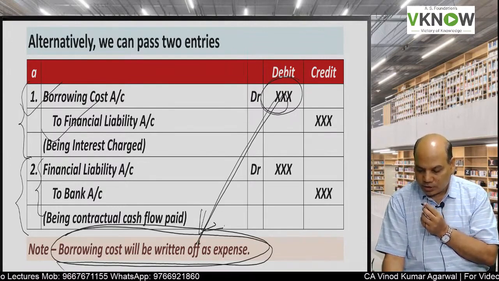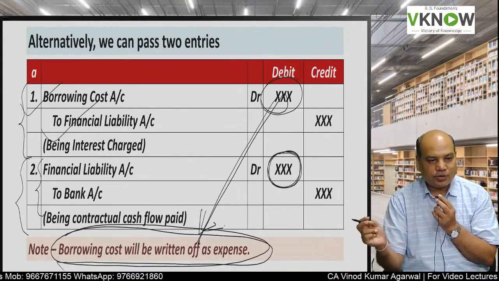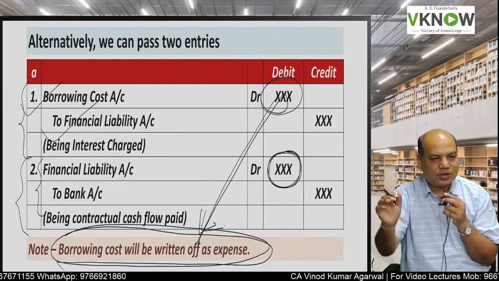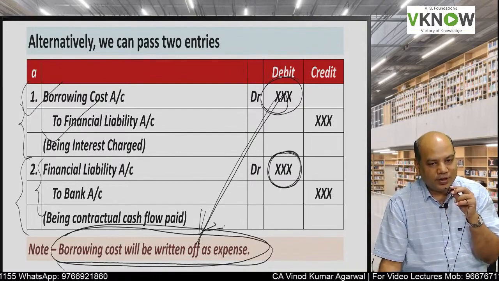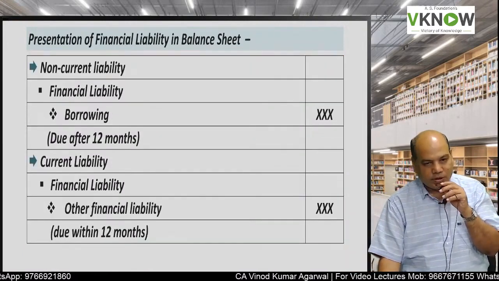Students make a mistake: the payment that they are making, they transfer to the P&L account. No, that was CA Intermediate, that was Foundation, 12th standard. In Final, you have become a bigger entity now. You are a more learned person now.